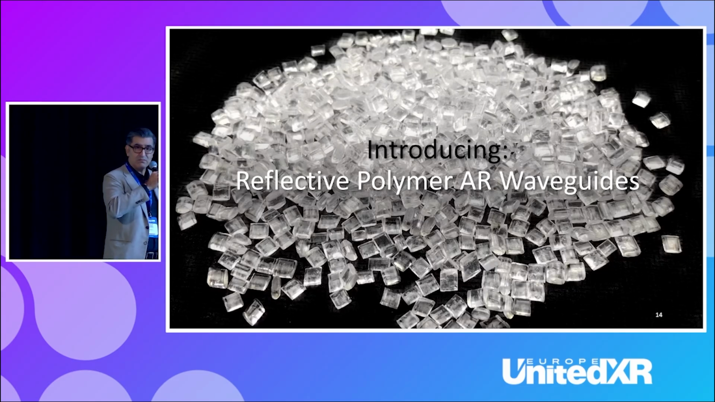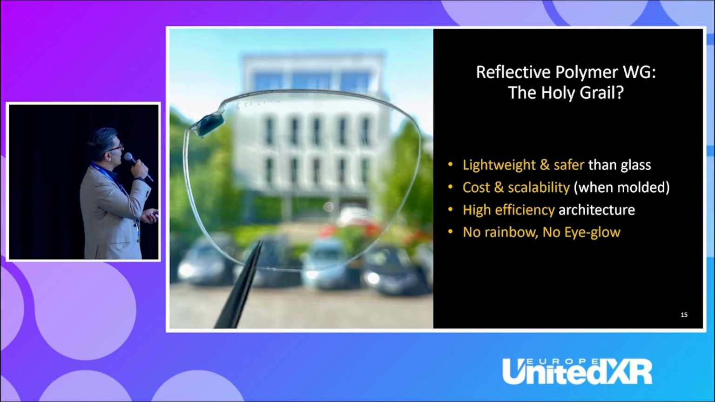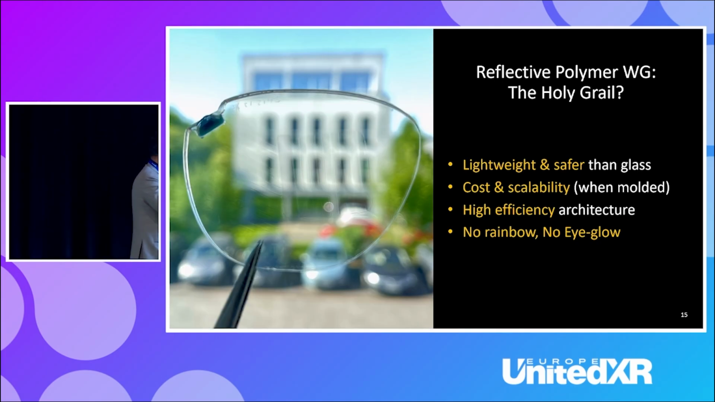Well, that's great, that works, no problem, but there's a different way to do it, and the other way to do it is to actually mold these structures in plastic, okay? And that's where the polymer comes in, right? It's a reflective polymer AR waveguide. And some people say this is the holy grail. Well, actually, it solves a lot of those pain points that we talked about.